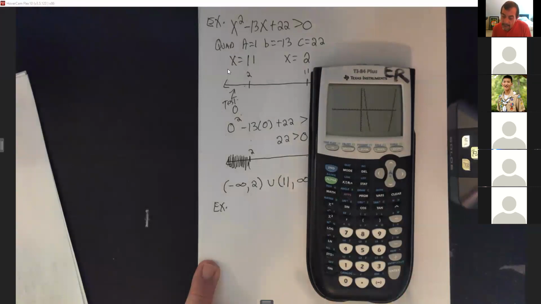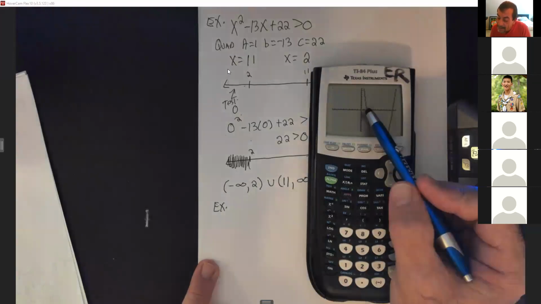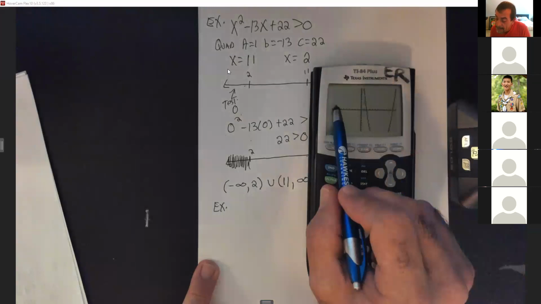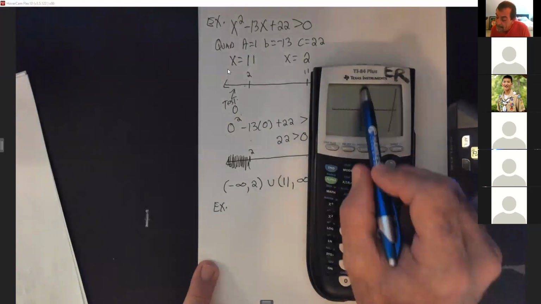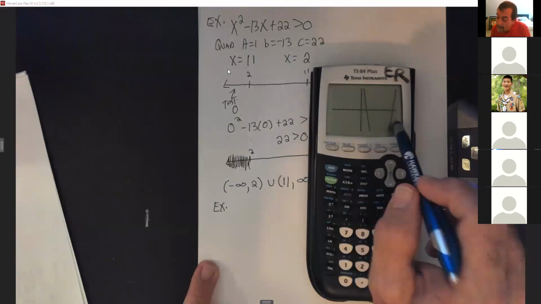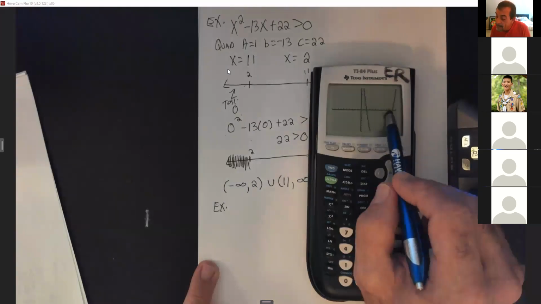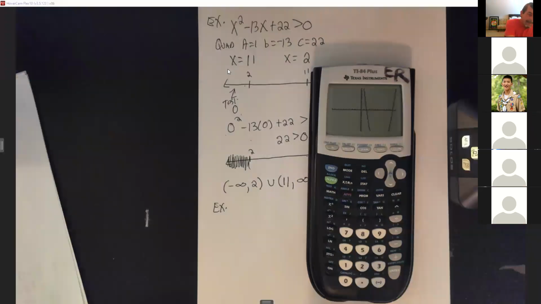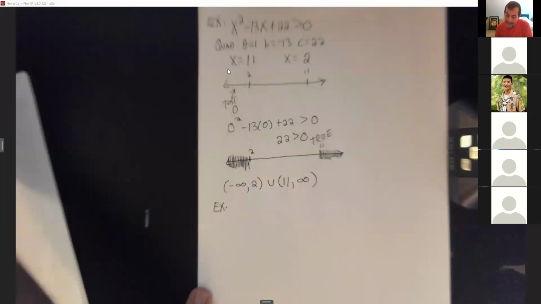Since ours was greater than, the part of the graph that's above the line is what's greater than. So notice it comes in until it hits that 2, it's above the line. Then from 2 to 11, it's below. But at 11, as you go to infinity, it's above the line. So the graphs can be used also to help you decide on those, okay?